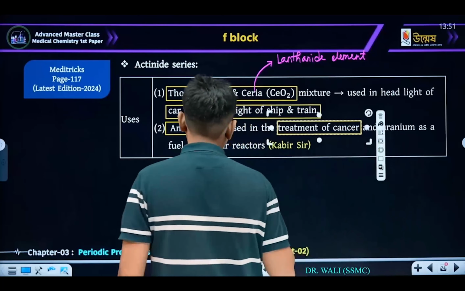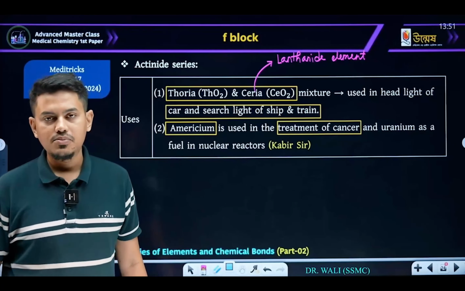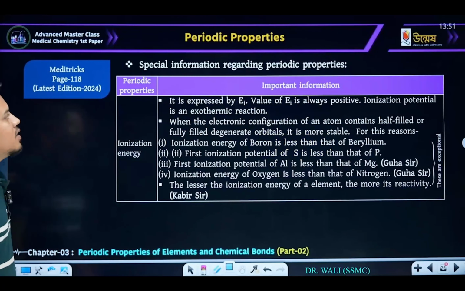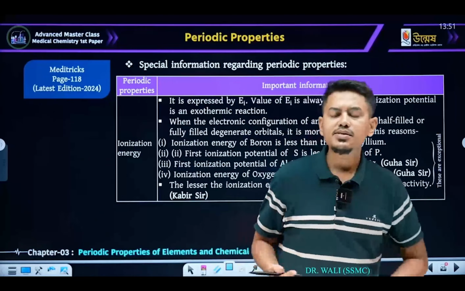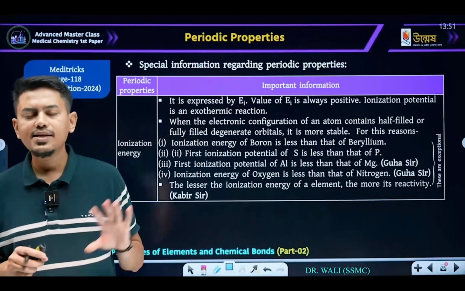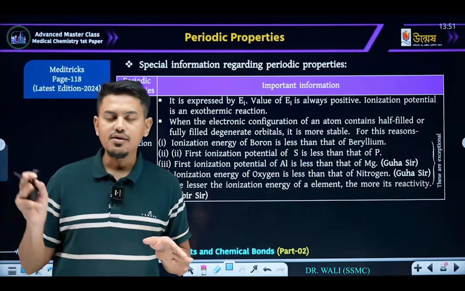On the other hand, uranium, we all know about uranium. We also know about the isotopes of uranium, which are used in nuclear reactors as well as generating the nuclear bomb. Special information regarding periodic property. As we all know, these are the informations that we have already discussed in our main book. Basically, these are not something very different. There are some exceptions, but it is written in a more organized fashion than the Hajavisar book.